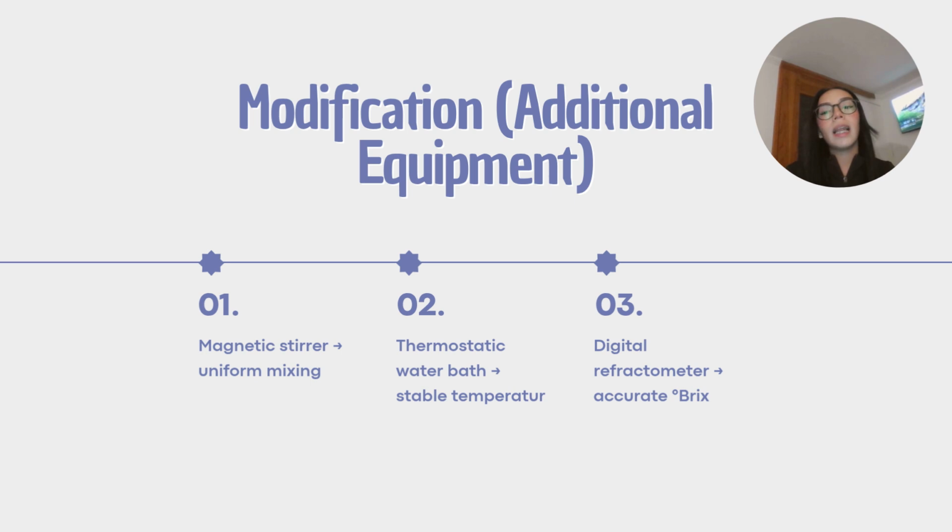Additionally, a digital refractometer would improve the accuracy of the degrees Brix measurements and reduce human error. These tools will allow better monitoring of the system and more reliable data, particularly when calculating water loss and solid gain.